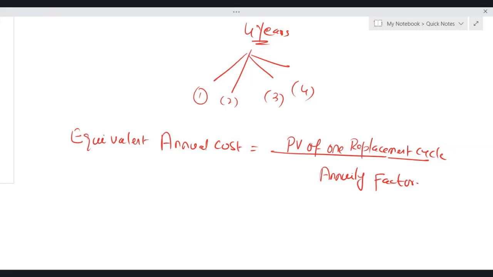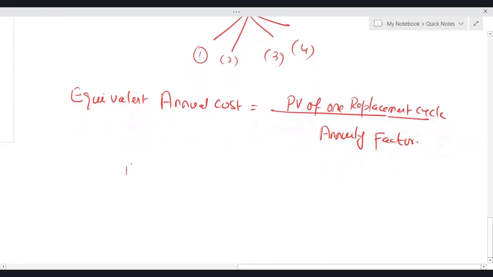Now, obviously, if the asset is having a life of 3 years, then maximum 3 replacement cycles are possible: after every 1 year, after every 2 years, and even after every 3 years. All you need is just calculate the present value of, let's say, one replacement cycle, which could be 1 year, 2 years, 3 years. It will be mentioned in the question. Then simply divide by the annuity factor. And we will opt for the replacement policy where we have the lower equivalent annual cost. Now, in this topic, you need to understand two things very well.